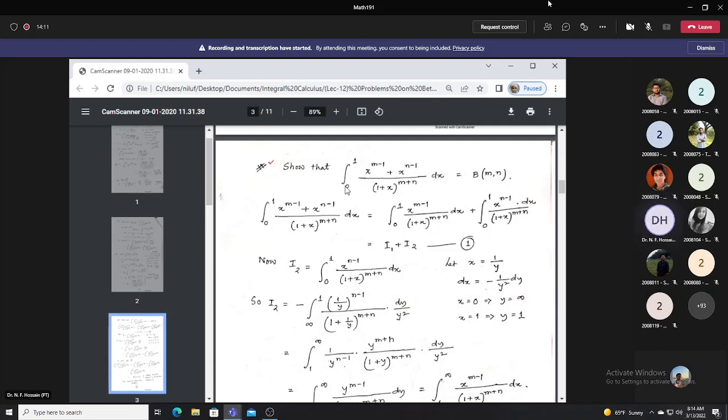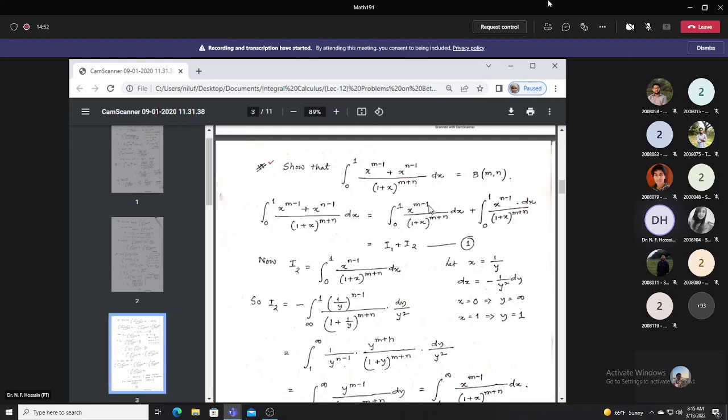Here you see the limit is 0 to 1, x to the power m minus 1 plus x to the power n minus 1 divided by 1 plus x whole to the power m plus n. We have to show that this is nothing but beta function, beta of m, n. So at first we separate these two integrals: 0 to 1, x to the power m minus 1 by 1 plus x whole to the power m plus n dx, and then plus integral 0 to 1, x to the power n minus 1 by 1 plus x whole to the power m plus n dx.